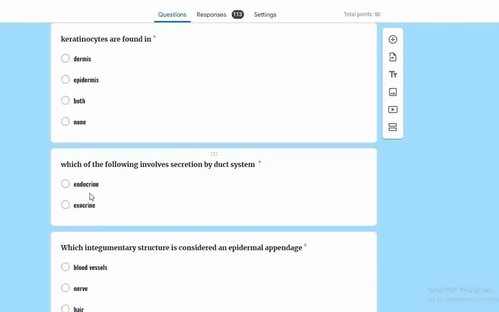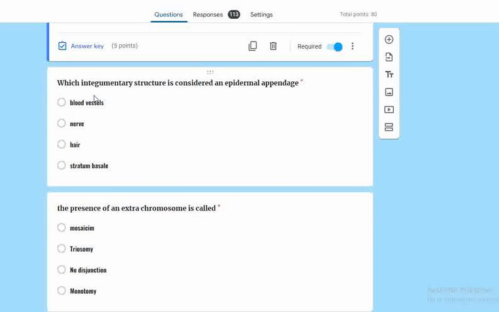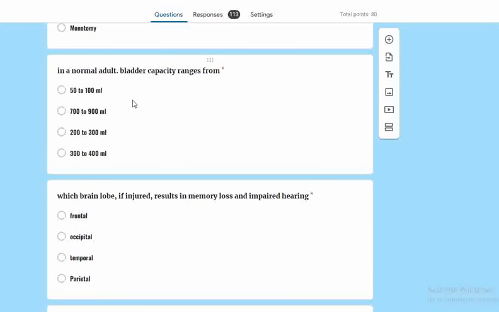Which of the following involves secretion by a duct system? This one must be exocrine, because endocrine deals with the blood. Now, which integumentary structure? That is normally hair, the one epidermal appendage. Then the presence of an extra chromosome is called trisomy. Normal adult blood capacity is supported with 300 to 400 mils per day.